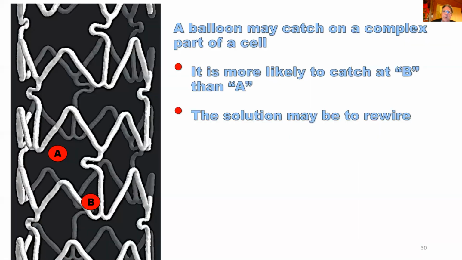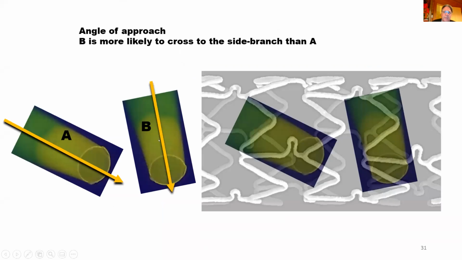A balloon may catch on a complex part of a cell. For instance, here, this is a more complex part of a cell, whereas here is not. So the balloon may catch here, and the solution may be to rewire the side branch. Also, the angle of approach. If you are approaching on an angle like this, the balloon is less likely to cross. But if you're more perpendicular to the stent, it is more likely to cross.